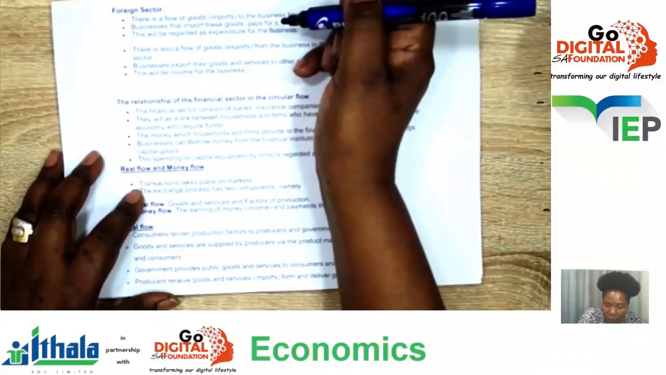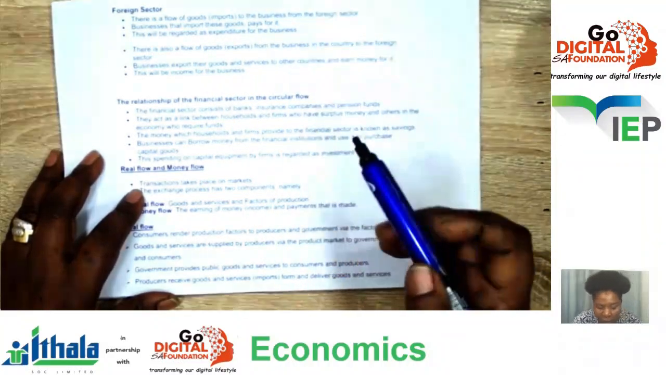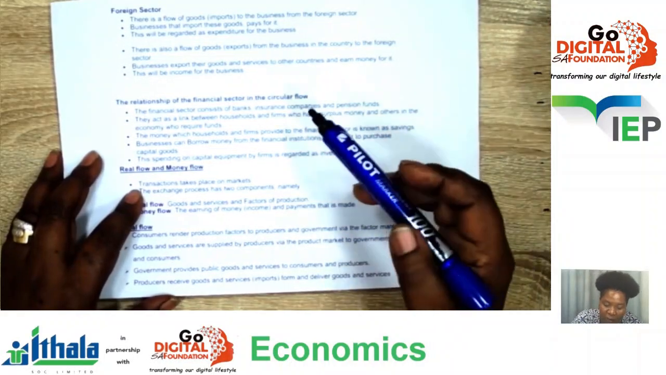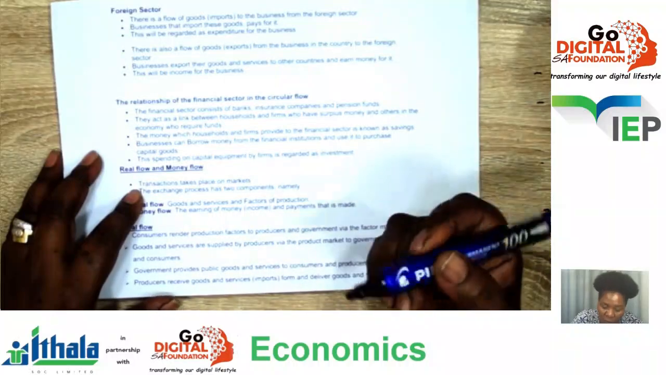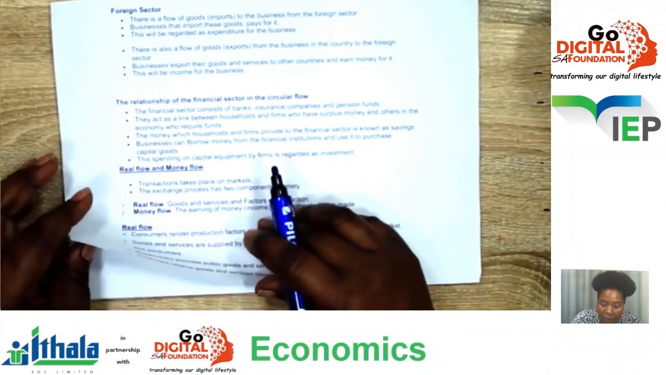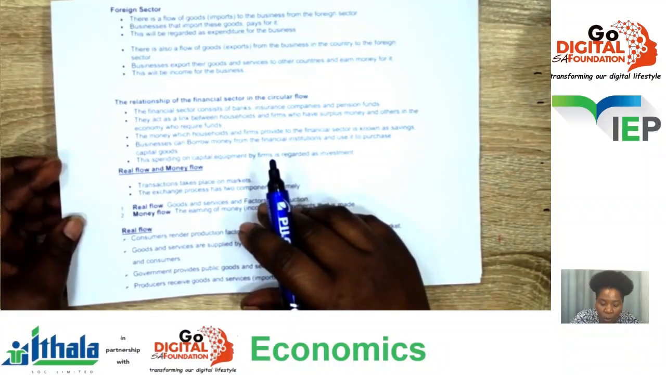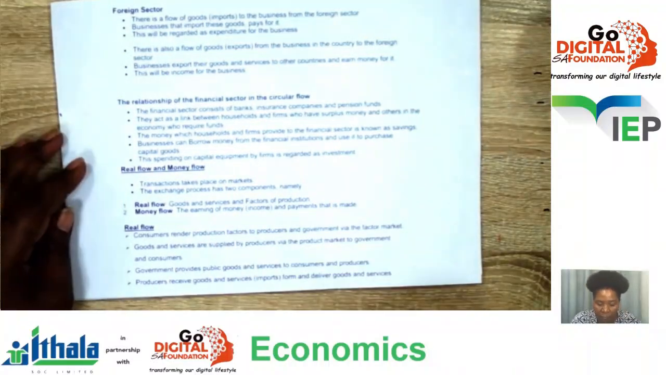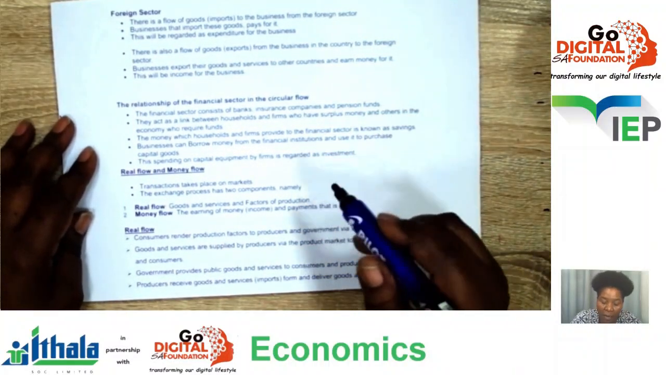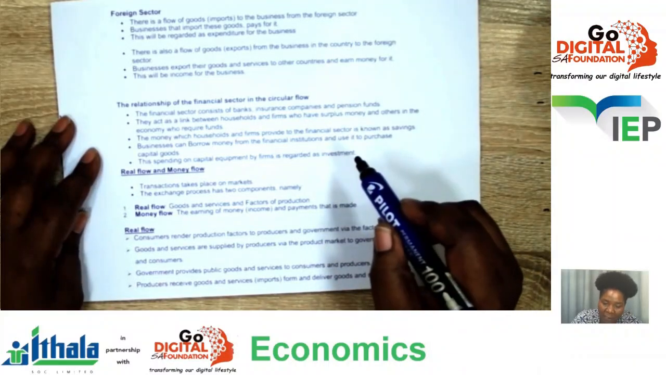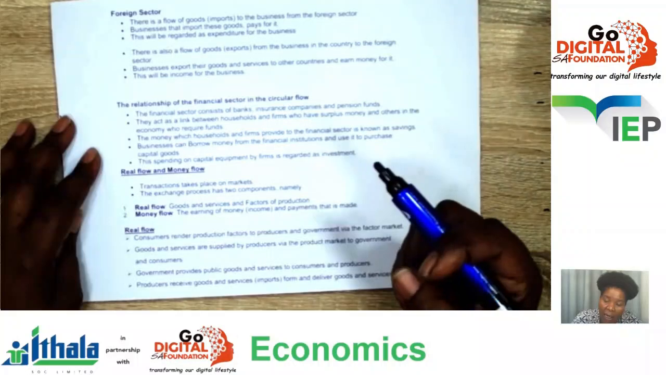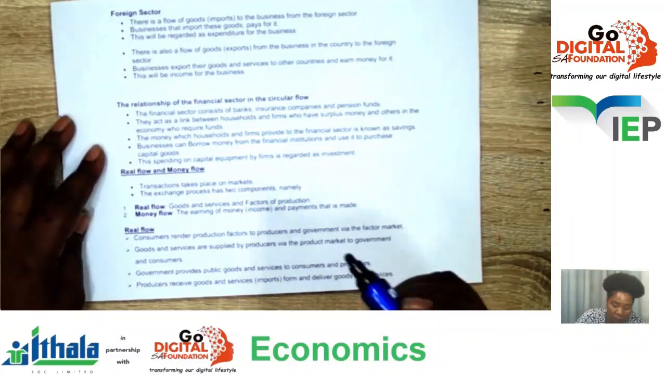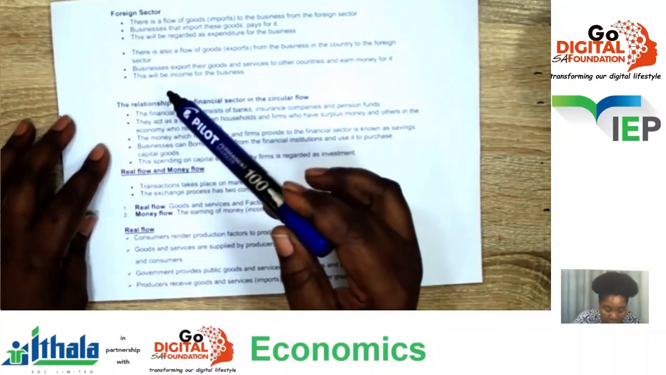Businesses that import these goods, they pay for it. This will then be regarded as an expenditure on the business. There is also a flow of goods that now we sell to these countries, which are exports. Other businesses in the country do sell goods to other countries. In that way, they get money. I want you to remember that, because we will have to talk about what is the money that comes into our country and what do we call the money that goes out of our country. Just pause that thought, I'll come to that.